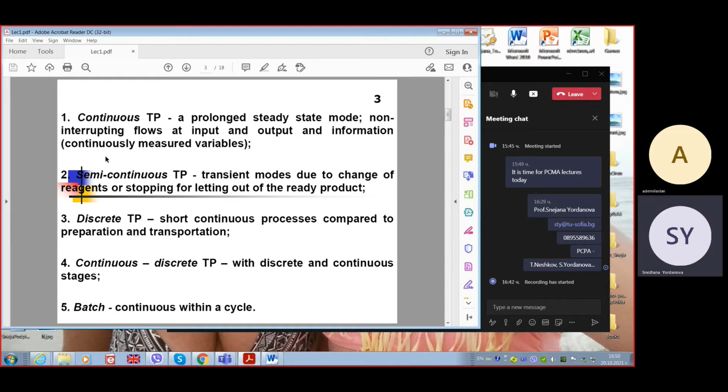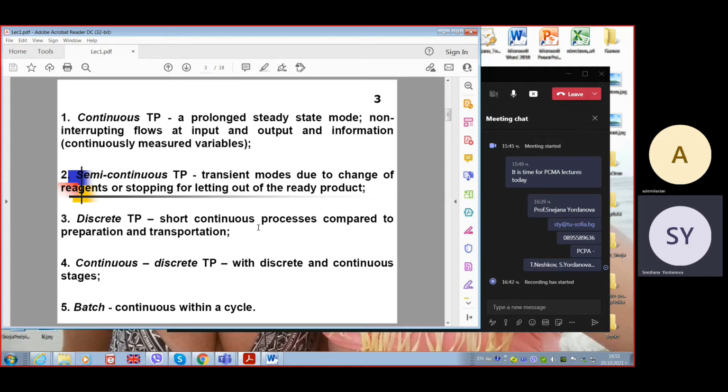Semi-continuous are processes in which we have transient modes due to change of reagents or letting in or out products. So the raw material is let in and the ready product should be let out. So they alternate. In between, there is a continuous process.